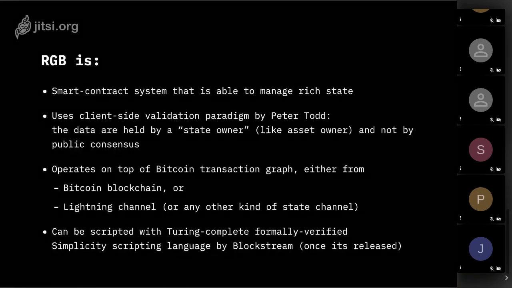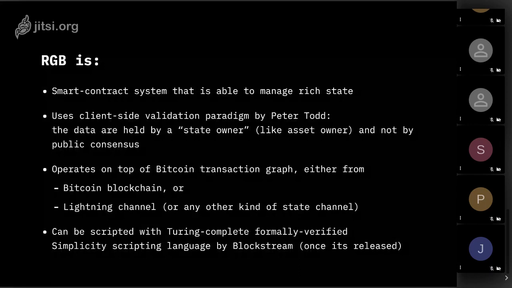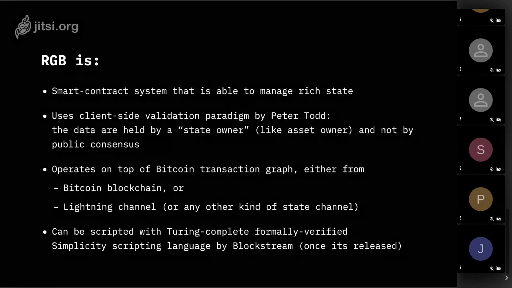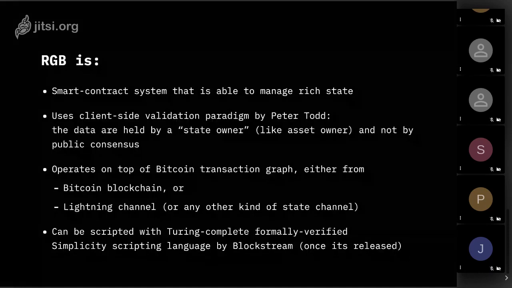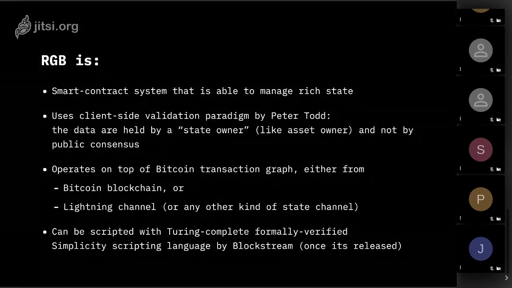So what is RGB? You all know this. I will just really briefly cover that for anybody else outside of RGB community who will be watching this presentation later. RGB is basically, well, we name it a system for digital assets or for tokens, but I prefer to name it more broadly. It is a smart contract system that is able to manage rich state, and assets is just one example of that rich state. There are other examples like identity, and maybe a few more will appear once the technology will be launched.